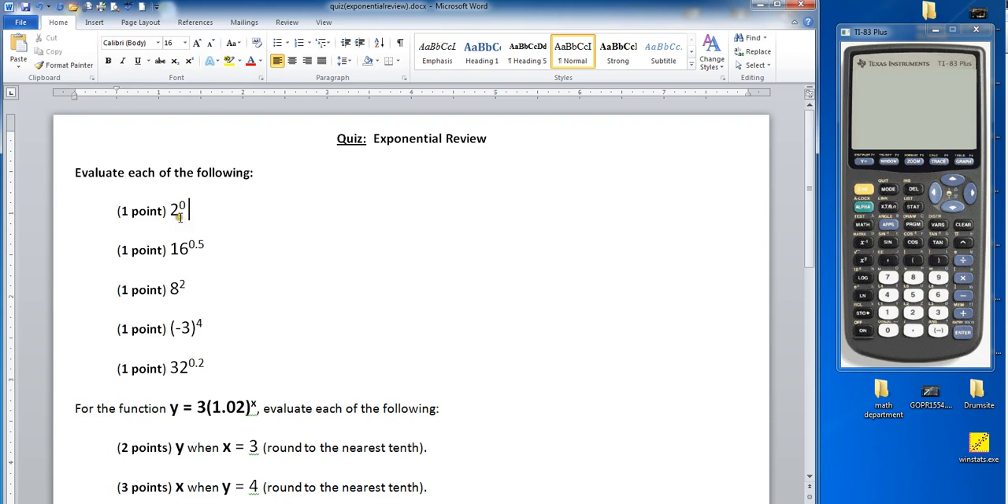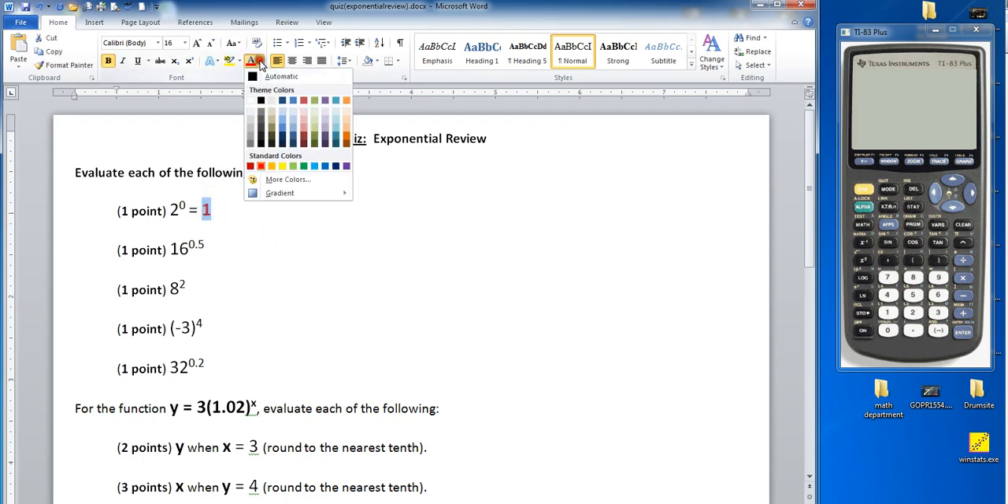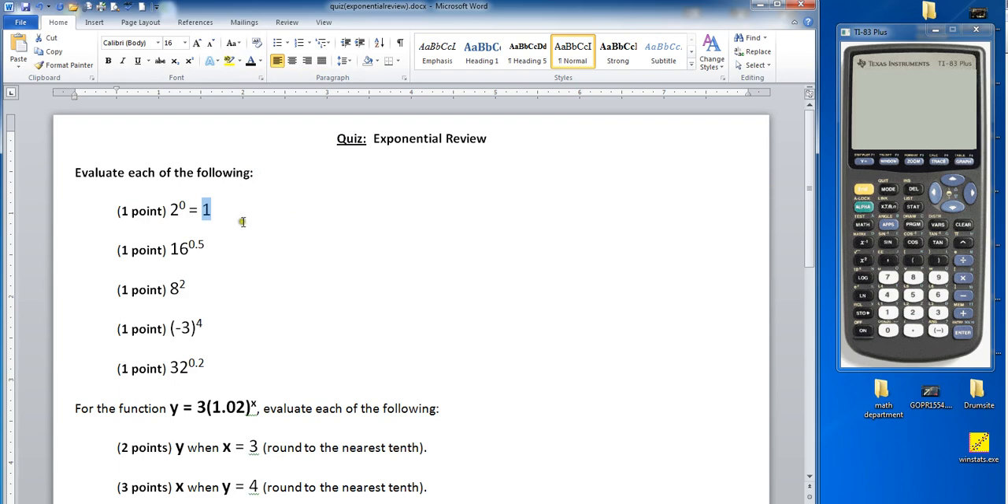So this first one, 2 to the 0 power, we had a nice discussion in class on Monday and then again on Wednesday on what that's going to be. Anything to the 0 power except 0 itself is going to be 1. So there you go right there. That's going to be 1. Actually, I need to change it to red. You can always use your TI to do things like this. 2 to the 0 power, enter, boom.